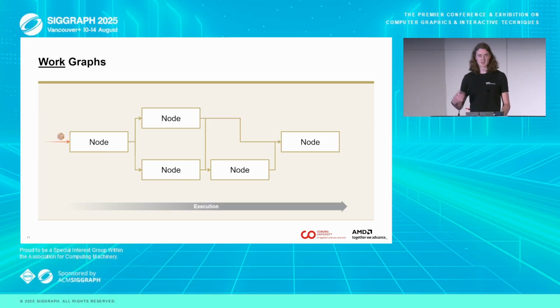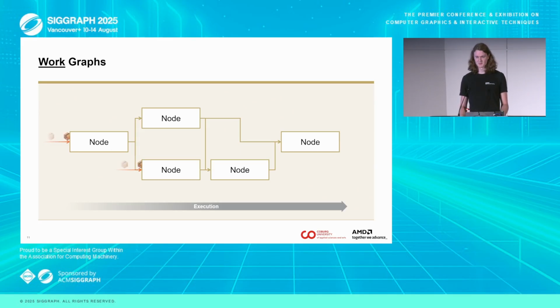And sending these initial work packets isn't limited to what you could call a root node of the graph, but instead you can send them to any of the nodes in the graph, giving you a lot of flexibility for what you want to do with it.